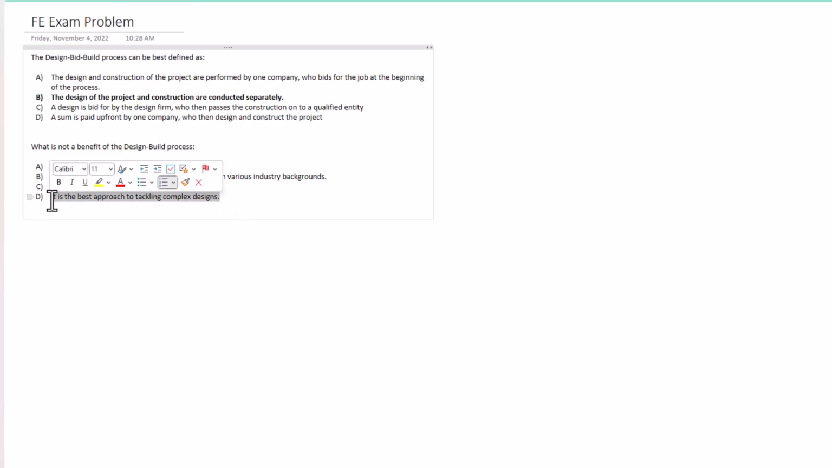D is the answer because this is actually not a benefit of the design build process, because it's done by one company. They're not going to have as much diversity of thought or diversity of specializations in that company as opposed to maybe design bid build, where you have a design firm doing the design who has specialty in that region, and then construction who has a specialty in build. This is all done by one entity, and so D is not a benefit. So those are the answers to those questions.